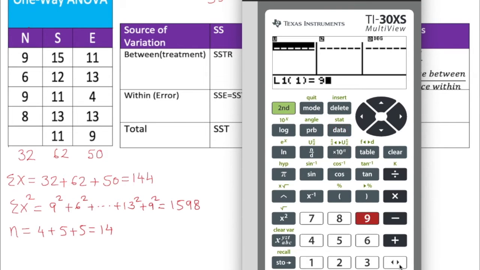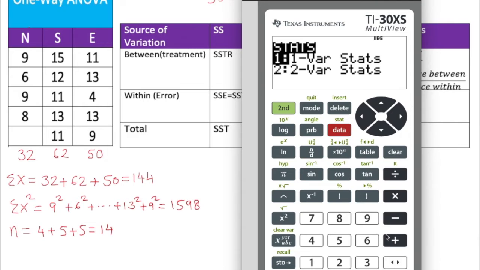So 9, enter. 6, enter. 9, enter. 8, enter. 15, enter. 12, enter. 11, enter. 13, enter. 11, enter. 11, enter. 13, enter. 4, enter. 13, enter. 9, enter. If you know, you can skip this little piece. Okay, so I need to get the second data, enter.